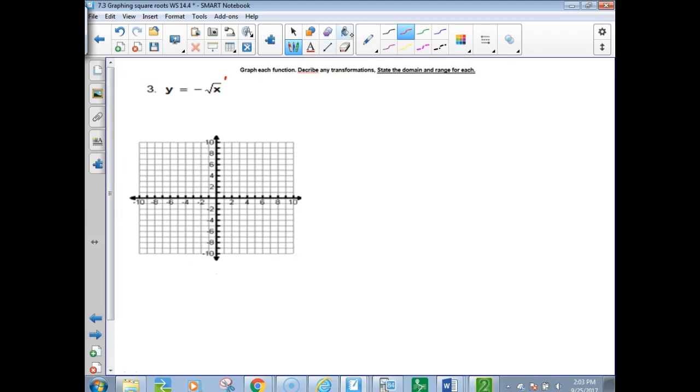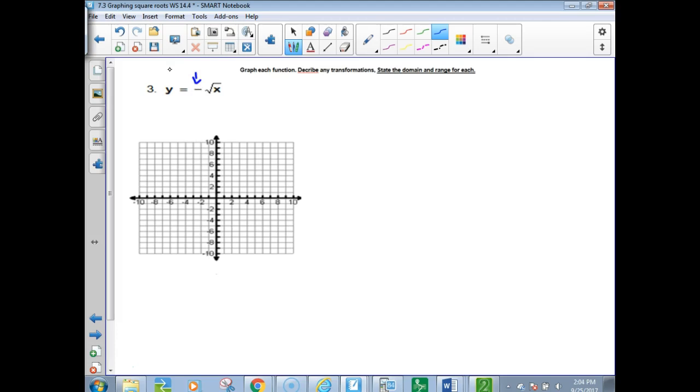Y equals negative square root of x, the opposite of the square root of x, I should say more clearly. Well, this one I'm going to need to think about what this negative does out front. Is it going to change the x values, or is it going to change the y values? Yeah, the y's are what these equal, right? So this being the opposite is going to change the sign of the y's.